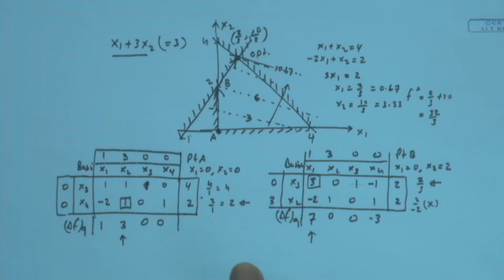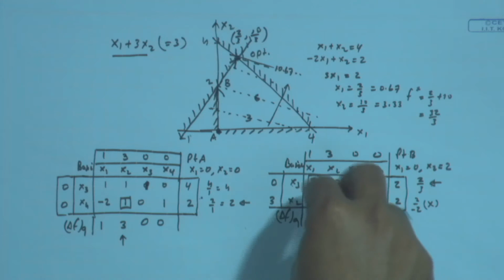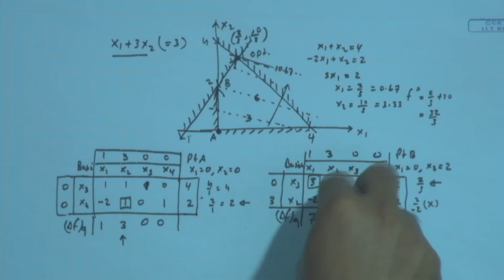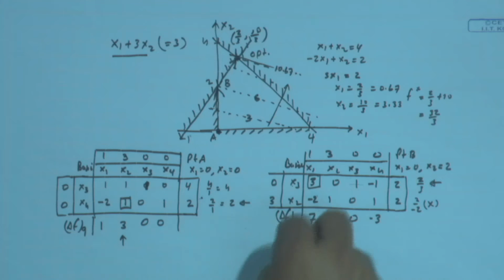Then you have to find delta FQ. Yeah, then you only have to do delta FQ. But first you have to do the row operation. First row operation and then delta FQ. And then if you see all delta FQs are negative or 0, then you stop the process because you found the optimum. Okay?